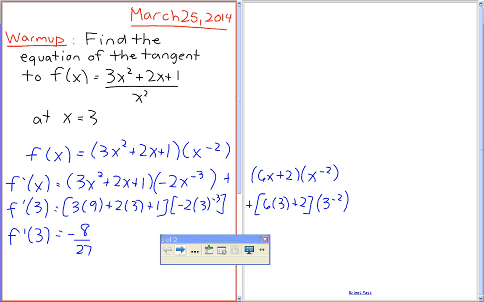Okay, what does f prime of 3 mean in English? It's the instantaneous rate of change. Right on. What's another way to put the instantaneous rate of change? This is the slope. So the slope at x equals 3 is negative 8 over 27, which is wonderful. Tremendous even. How does that help me make my line?